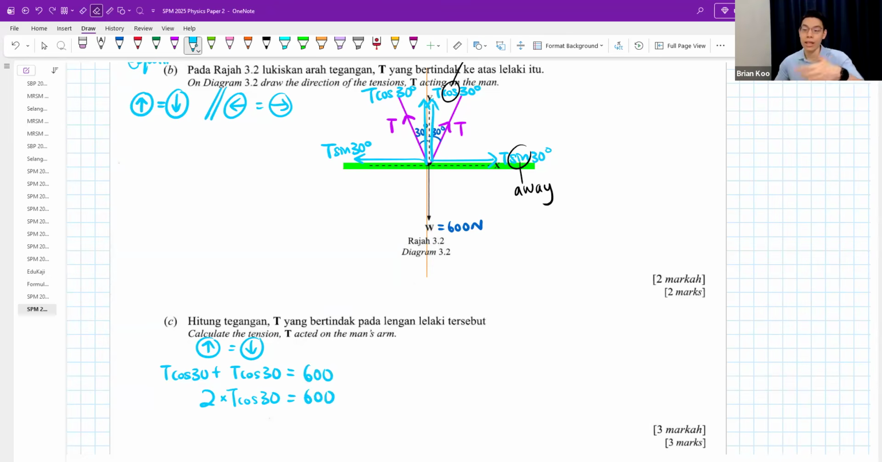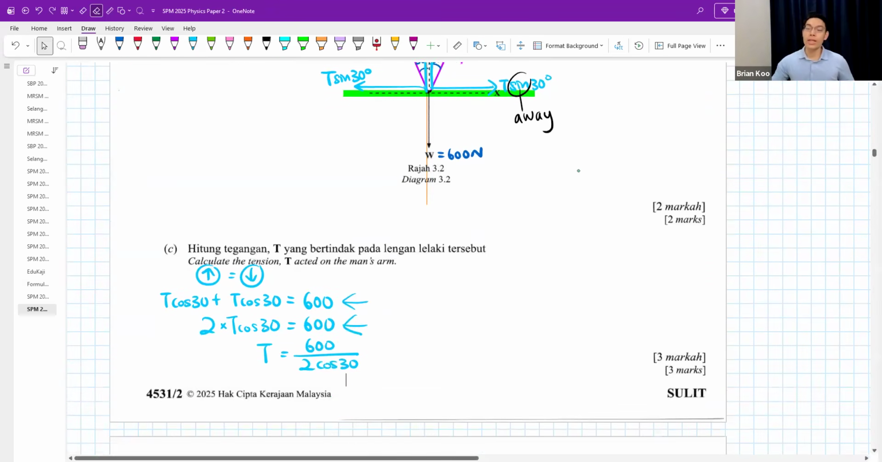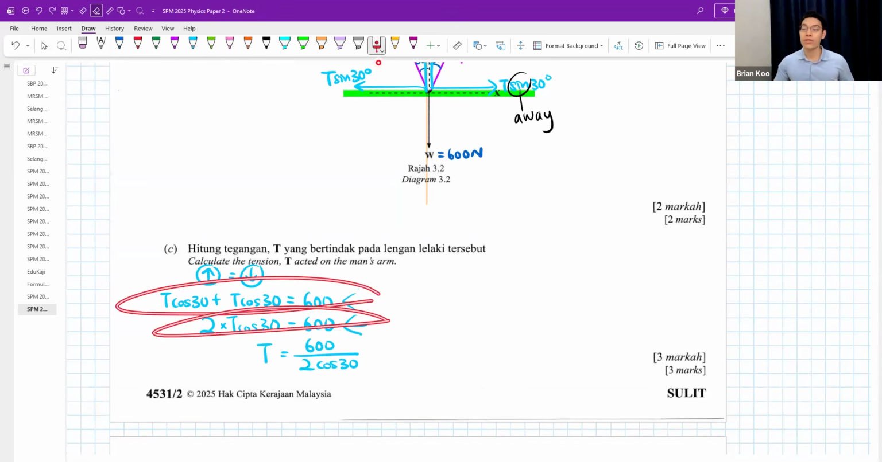You can write either one of the steps, here also can or here also can. Now to find T, you take 600 divided by 2 and divided by cos 30. Either this step or this step you can start. Straight away you will get 2 marks already.